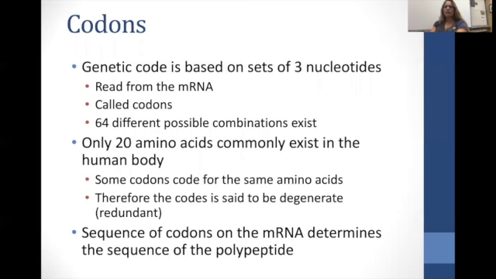Codons are based on sets of 3 nucleotides read from the mRNA. 64 different possible combinations. There are only 20 amino acids, which means you could have multiple codons code for the same amino acid. This helps prevent mutations.